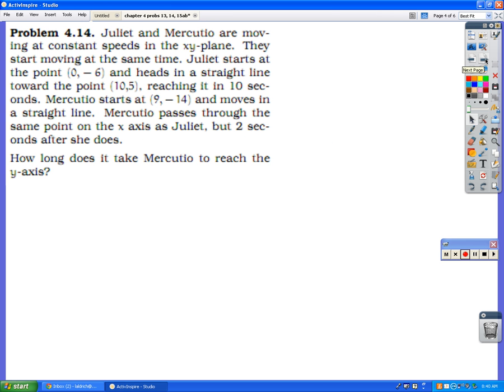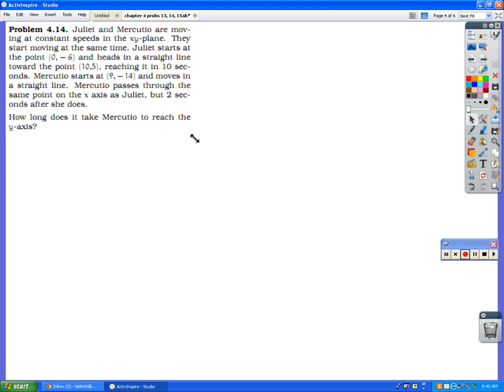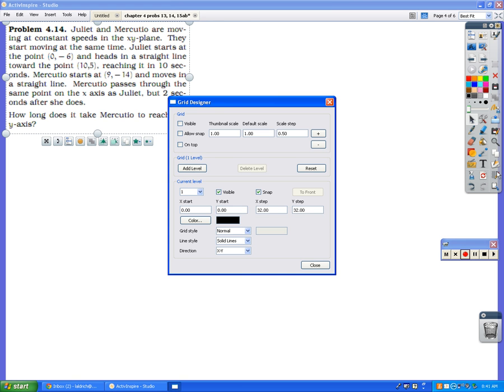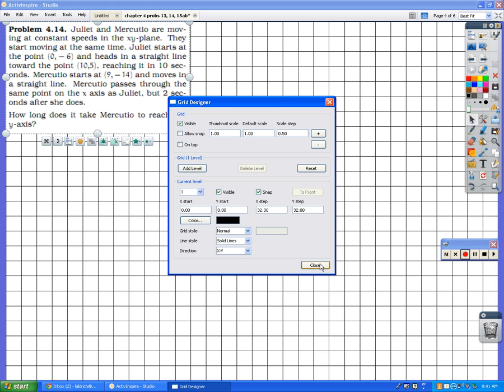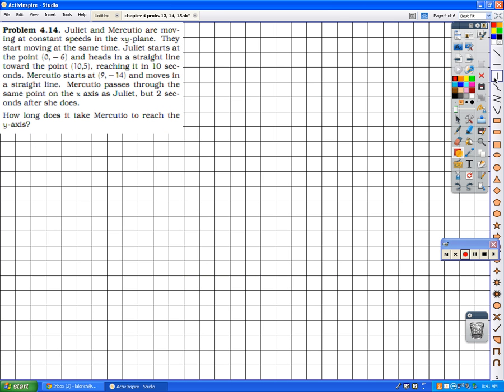All right, next one, Juliet and Mercutio, which we all know from Romeo and Juliet, are moving at constant speeds in the XY plane. They start moving at the same time. All right, so let's get a little more serious here with our illustrations. So I have to get to negative 14 on the Y.